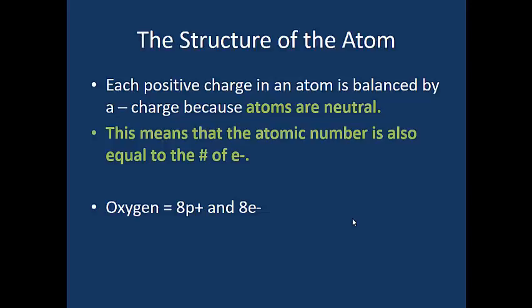Now, the other thing that we know about atoms is that most atoms from the periodic table are neutral. So what that means is that the number of protons equals the number of electrons. So if oxygen has 8 protons and it's neutral, then it will also have 8 electrons.